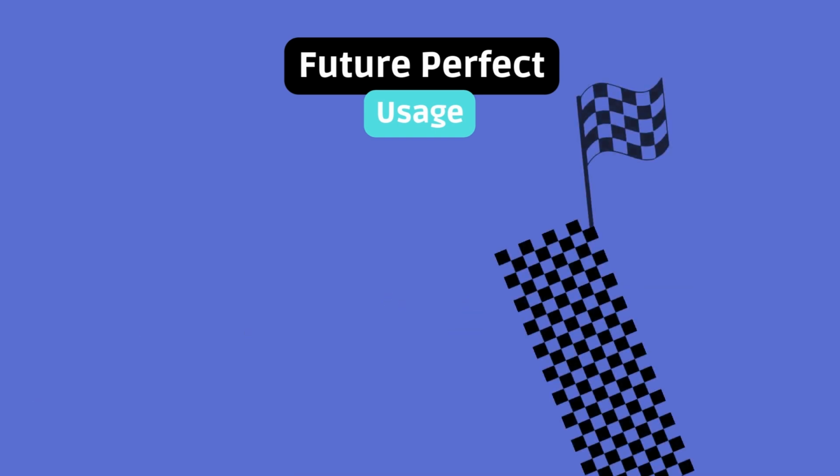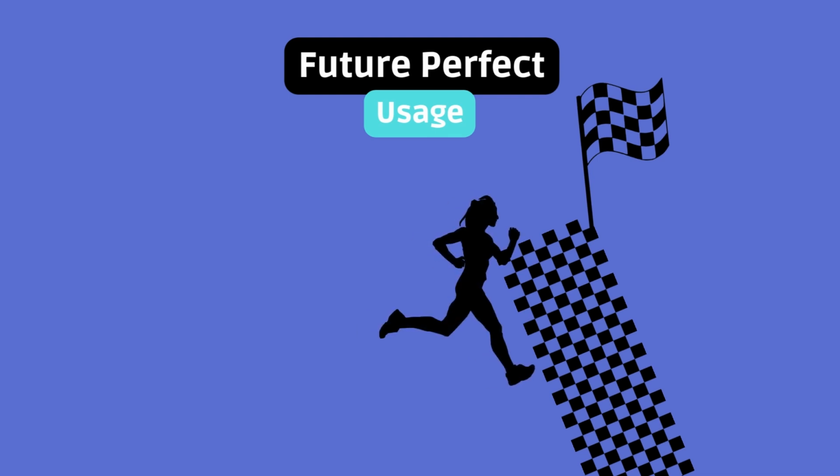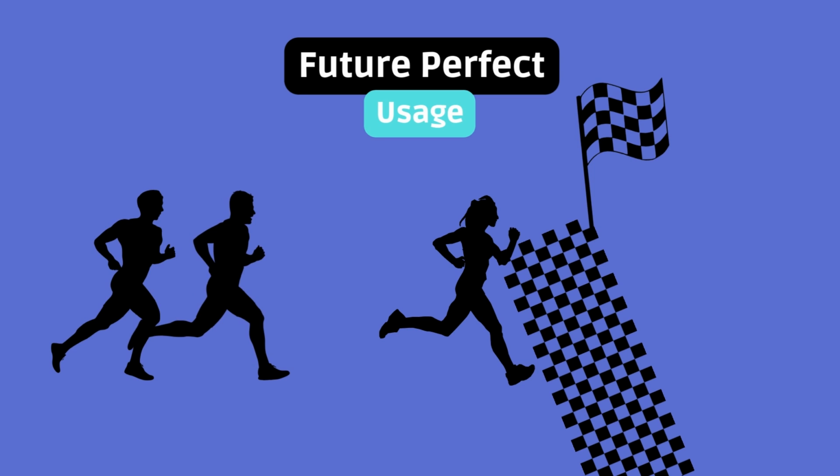Think of a race about to take place. When the winner crosses the finish line, that happens before the last runner crossing the finish line. Makes sense, right? Well, the winner crossing the line is like the future perfect, since it will end before another action or event. In this case, the last runner, or any other runner for that matter, crossing the line afterwards. Let's look at concrete examples.